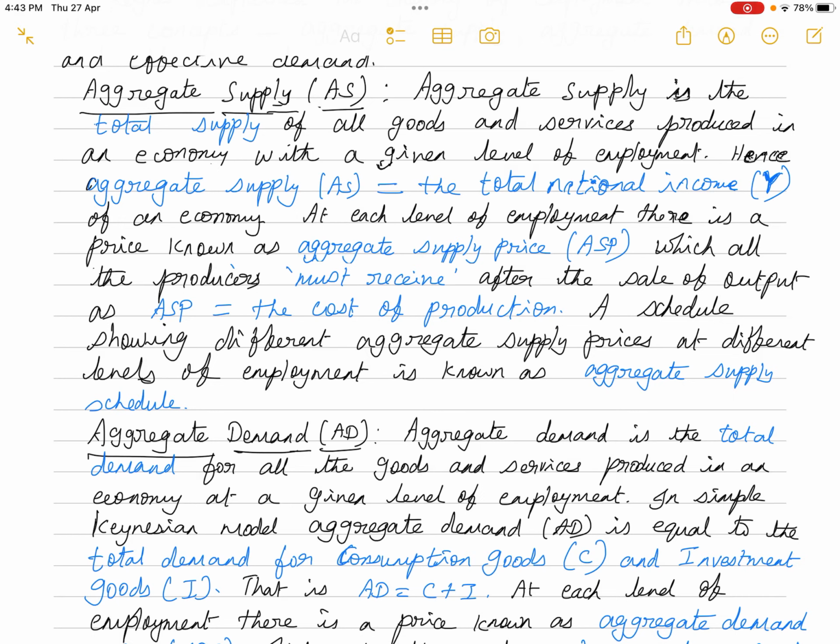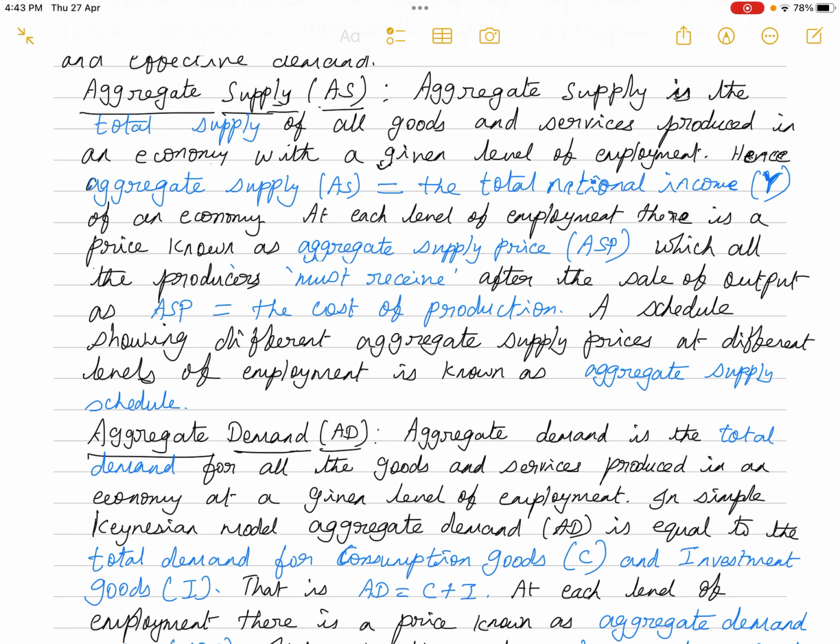Like that, you take all the producers in a country: that is the total supply price of all the producers, which all the producers must receive after the sale of output. So I must receive 50,000 after selling these 100 units of commodities in the market. Suppose I am receiving only 40,000 instead of 50,000, then I am incurring a loss, because the cost of production with the employment of these 10 laborers is 50,000, but after the sale of output, my revenue is only 40,000. Then what will I do?